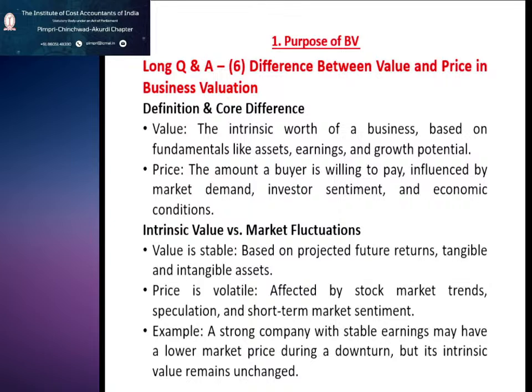Value is stable based on projected future returns, tangible and intangible assets. Price is volatile, affected by stock market trends, speculation and share market sentiment. Example, a strong company with stable earnings may have a lower market price during a downturn, but its intrinsic value remains unchanged.